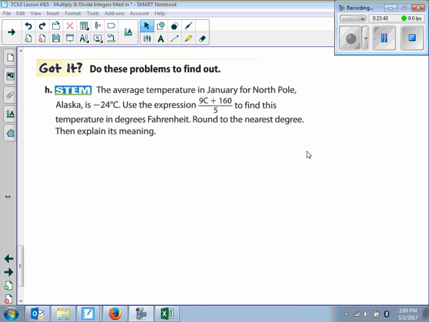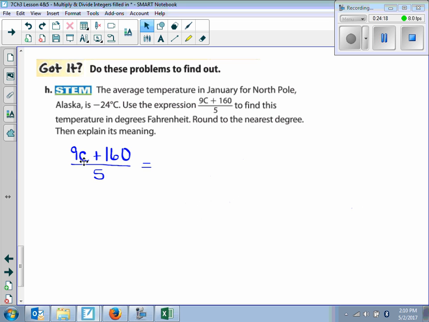All right, the average temperature in January for North Pole, Alaska is negative 24 degrees Celsius. We want to use this expression, 9C, that says 9 times C, plus 160 divided by 5, to find this temperature in degrees Fahrenheit. And we also want to round to the nearest degree and explain its meaning. Okay, so the first thing we need to do is write down the expression that they gave us. So the expression they gave us is 9C plus 160 divided by 5.